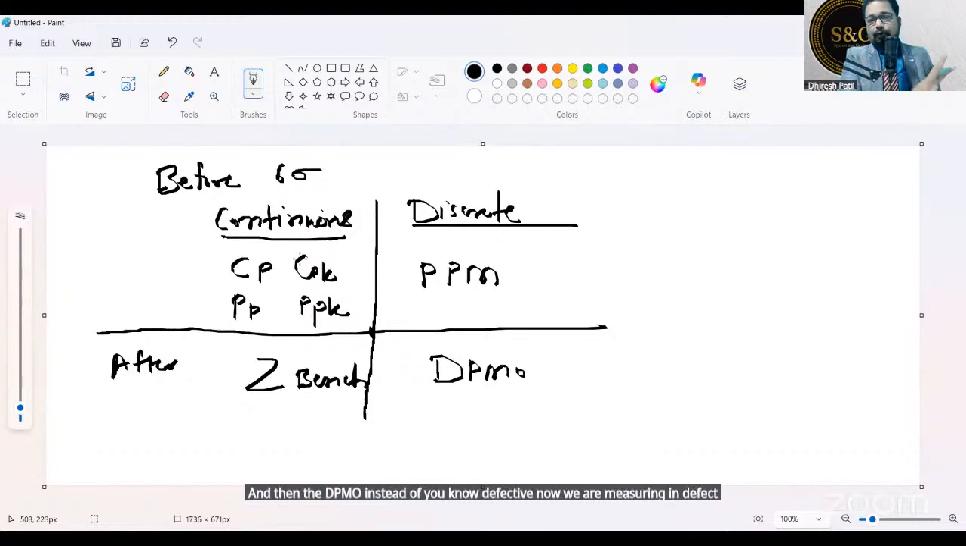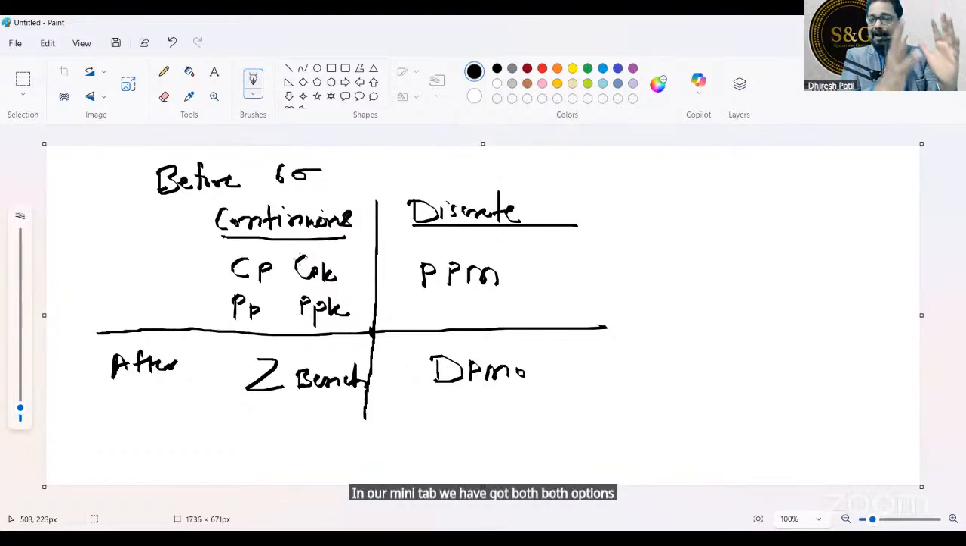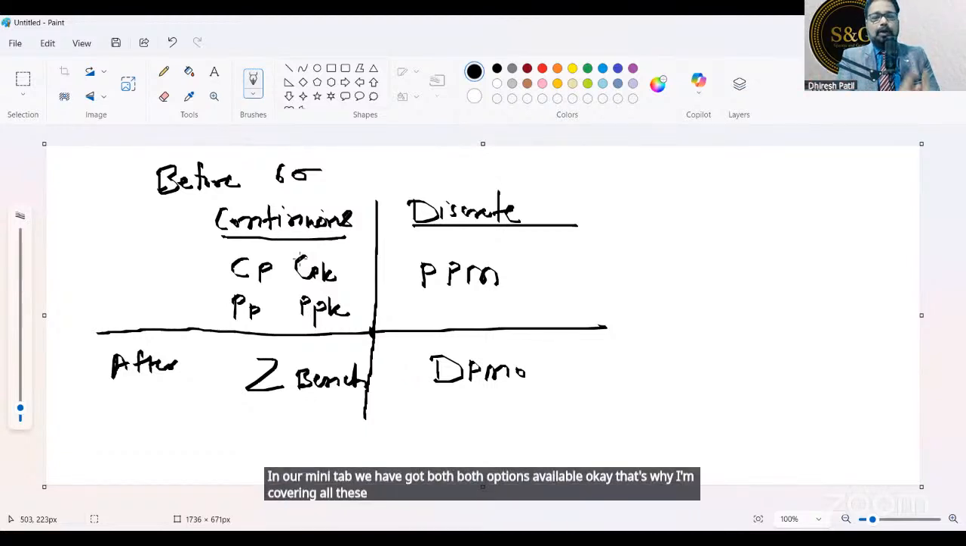Okay. But today let's focus on continuous data CP/CPK. See, some companies are using CP/CPK as well as Z bench both. In our Minitab, we have got both options available. Okay, that's why I'm covering all these things. Clear? Just take a screenshot of this. If it is clear to you, just give me yes in the chat box.